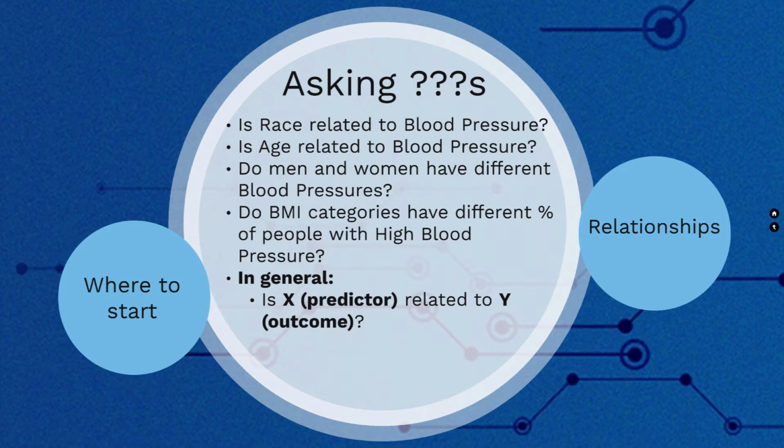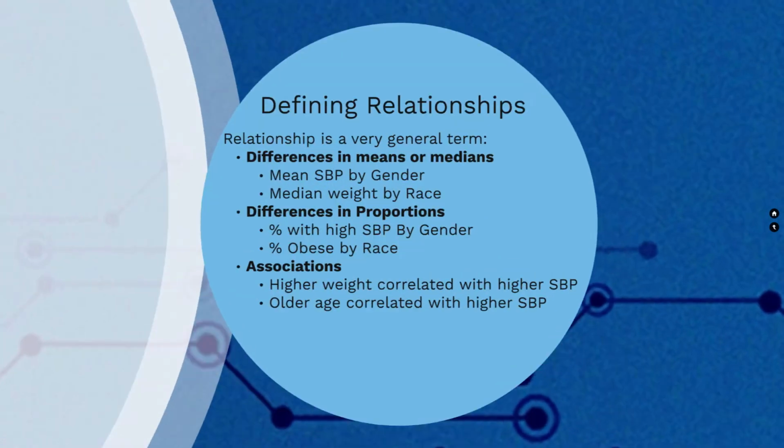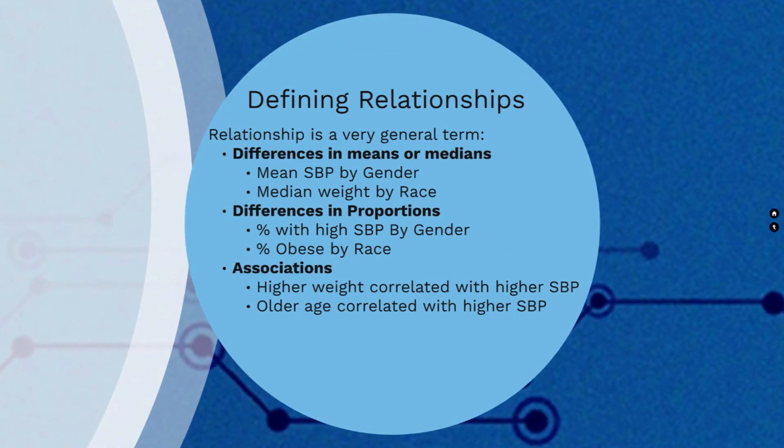So where do you start in writing questions? First, you have to define the relationship. And relationship is a very general term. Differences in means or medians. So the mean systolic blood pressure by gender, or the median weight by race. Or the difference in proportions, the percent with high blood pressure by gender, or the percent obese by race.